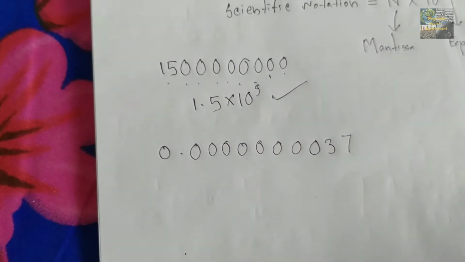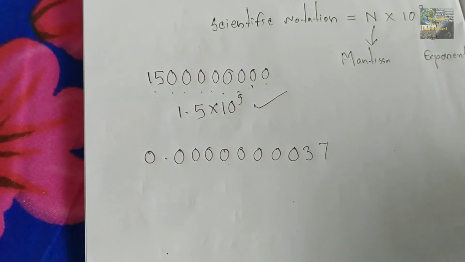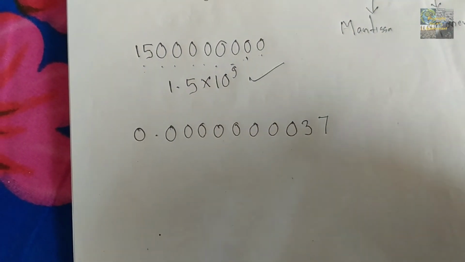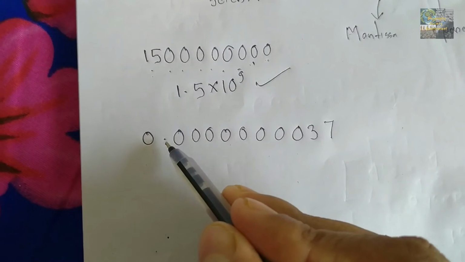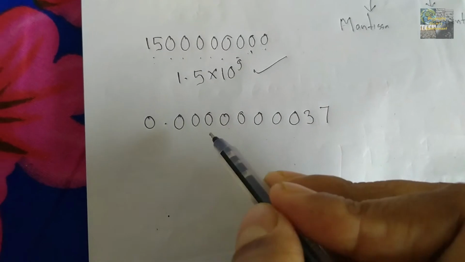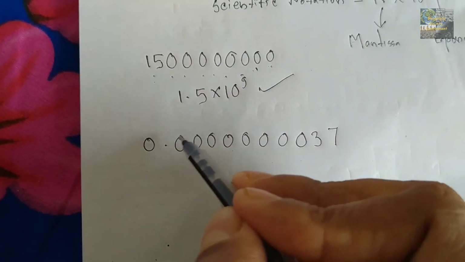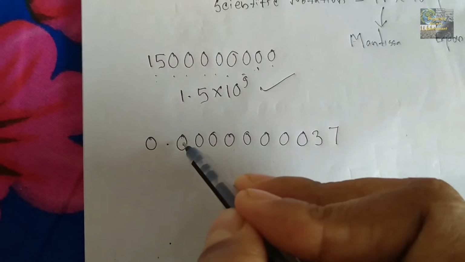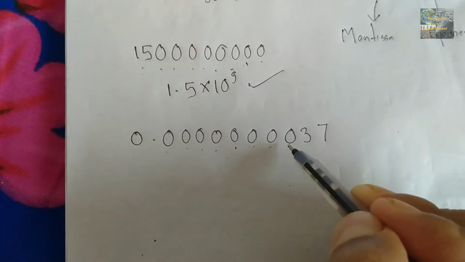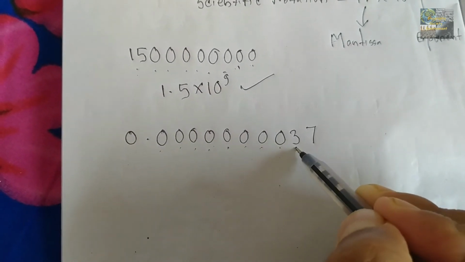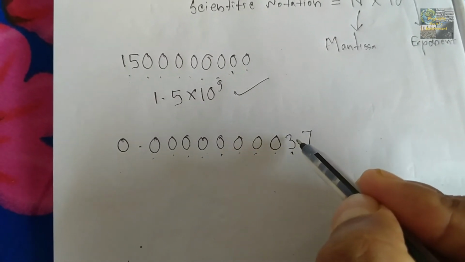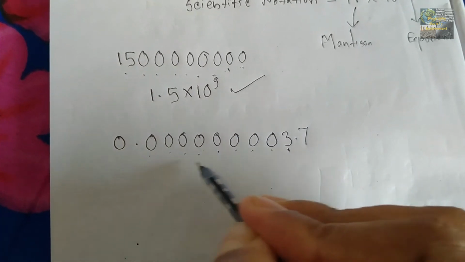If we convert this value into scientific notation, then in case of a negative value we have to shift the decimal place to the right hand side. So I am going to shift the decimal point to the right: 1, 2, 3, 4, 5, 6, 7, 8, 9, 3. In the place of the digit 3, we can insert the point here. So this is the 9th digit, you can see that.